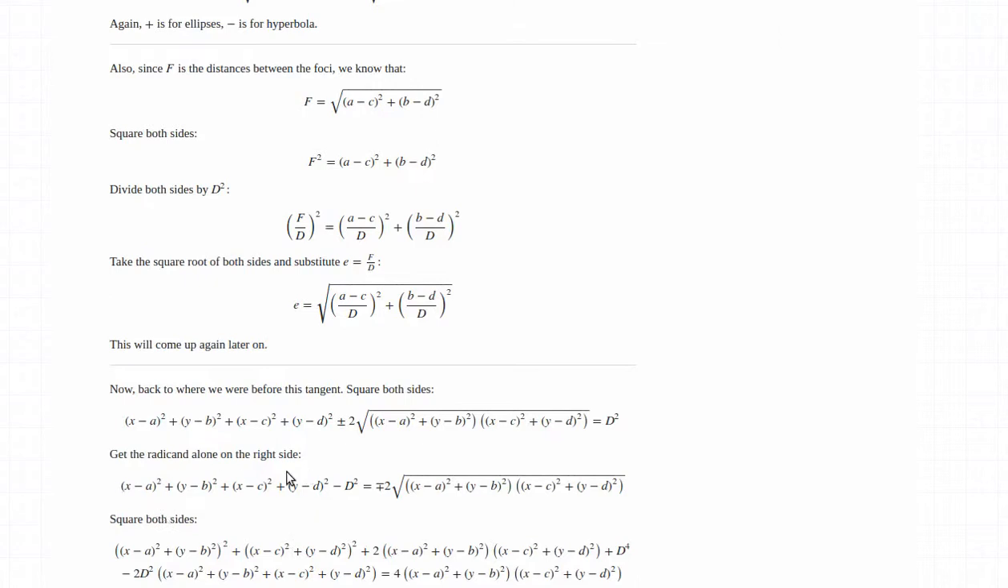Our other unit is minus d squared. So we square minus d squared to get positive d to the 4th. And then it's minus 2 times the product, because it's subtraction. So minus 2d squared times x minus a squared plus y minus b squared plus x minus c squared plus y minus d squared. How did I know to break it up like that?